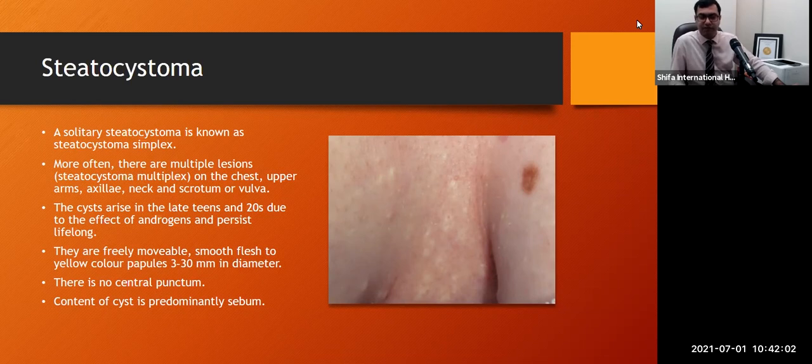You don't need to treat them willy-nilly just because they are present there. Try to encourage them to wait and watch and observe. And there is no central puncta on these, and predominantly it's sebum, nothing else. So it's nothing to worry about.